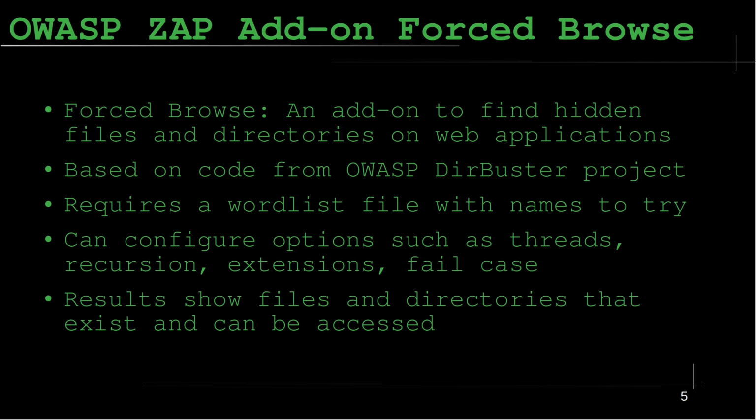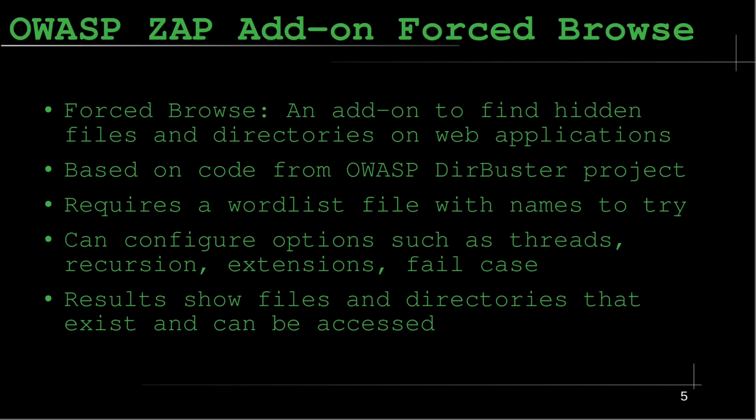To use Forced Browse in ZAP, you need to install the add-on first. You can do this by going to the ZAP Marketplace and searching for Forced Browse. Then click on Install and restart ZAP. Once you have installed the add-on, you can access it from the Forced Browse tab or from the right-click menu on the Sites tree. You can choose to force browse a site, a directory, or a directory and its children.